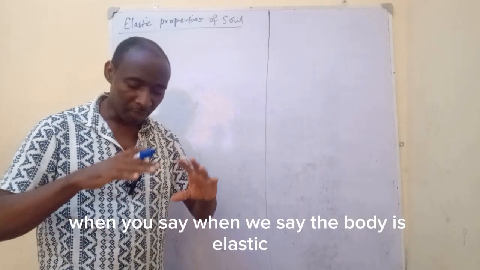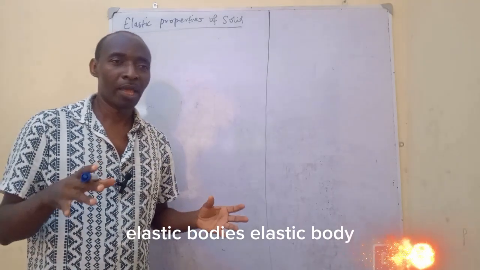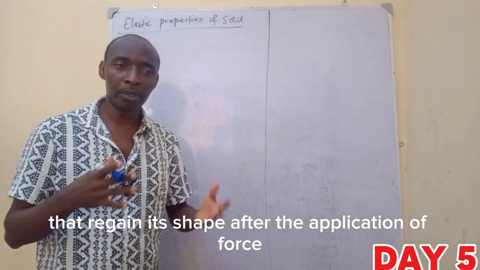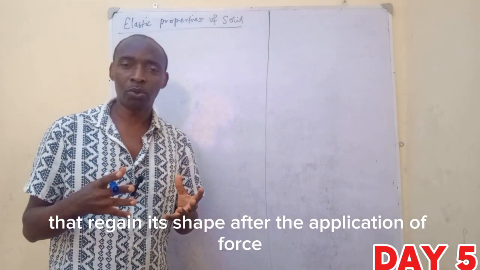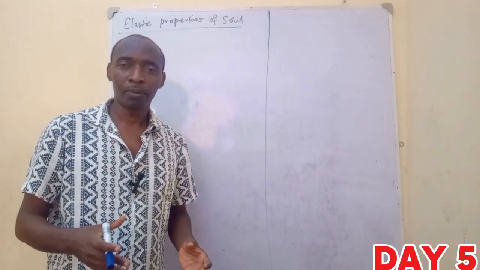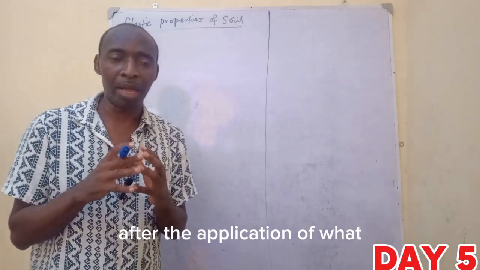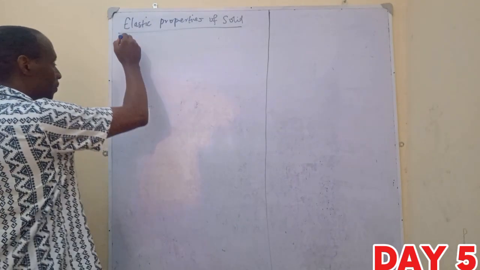When we say the body is elastic, an elastic body is a body that regains its shape after the application of force or load. Elastic bodies are bodies that regain their shape after the application of what? Load, or we call it force.